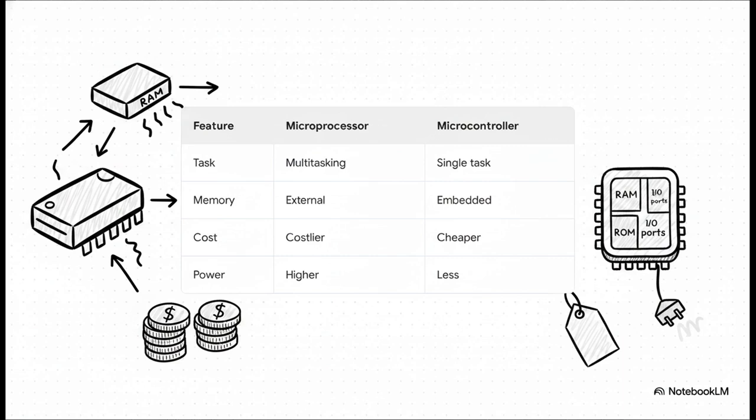Microprocessors require external memory, like external RAM and hard drives. That makes them heavier and incredibly fast, sure, but also much costlier and super power-hungry. Microcontrollers are a totally different story. Their RAM, ROM, and I/O ports are embedded directly together on a single chip. Because the memory is fixed and limited, they are incredibly lightweight, much cheaper to mass-produce, and consume barely any power at all, which makes them absolutely ideal for specialized embedded systems.